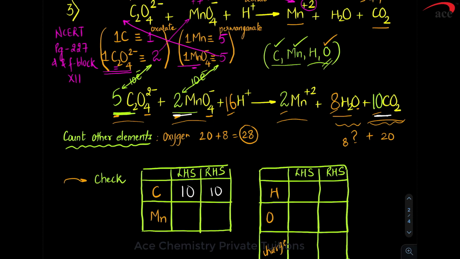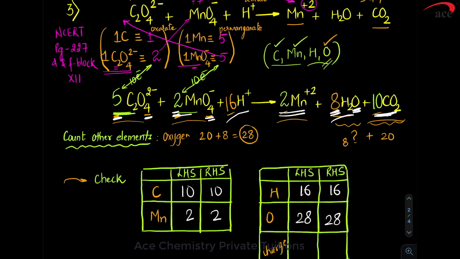How many manganese are here? It is here only, so 2. Number of manganese present, it's only here, so 2, it is also balanced. Hydrogen are how many? 16 on the left side, on the right side is also 16, so balanced. Oxygen is present here, 5 into 4, 20, and this 8, 28 oxygen. In this case, oxygen is 8, and oxygen here is 20, that's 28.